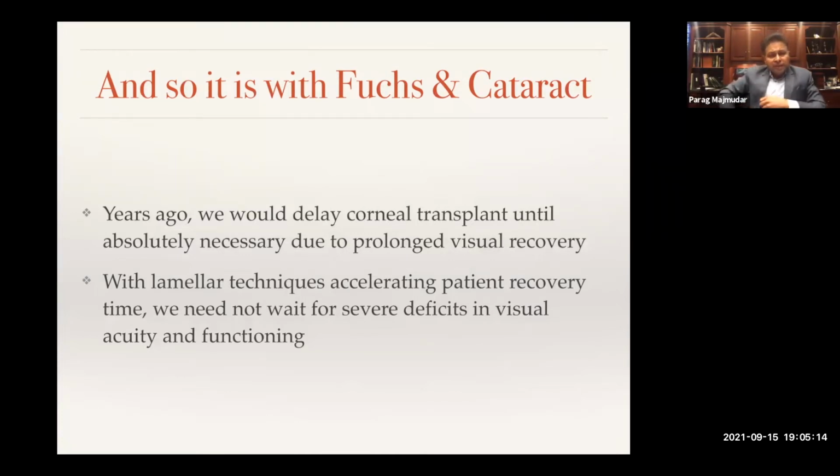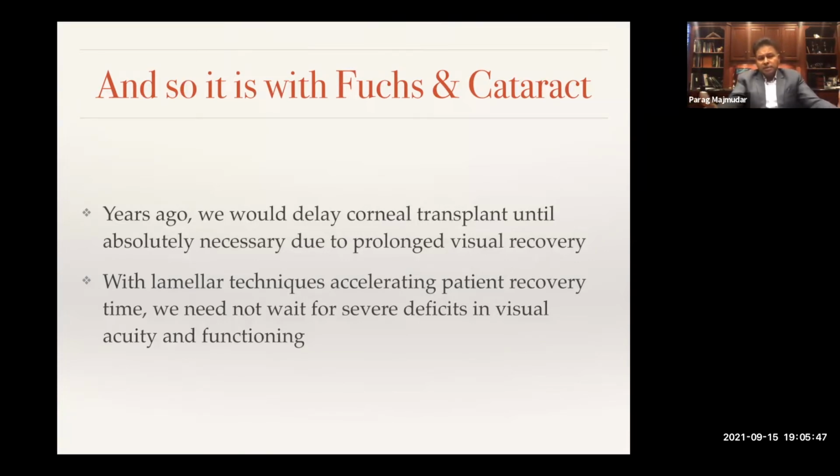I was asked to give this talk maybe about a month ago, and I was thinking about what I would say. I really found that as I'm going through my normal day, I could see examples of patients with both Fuchs and cataracts where I had to go through this sort of algorithm or flow chart in my mind to come up with the best approach for the patient. As we know, years ago, when someone had Fuchs plus cataract, we would delay the corneal transplant until it was absolutely necessary.